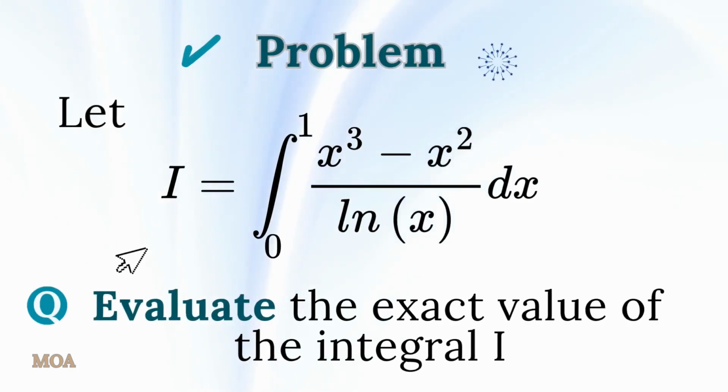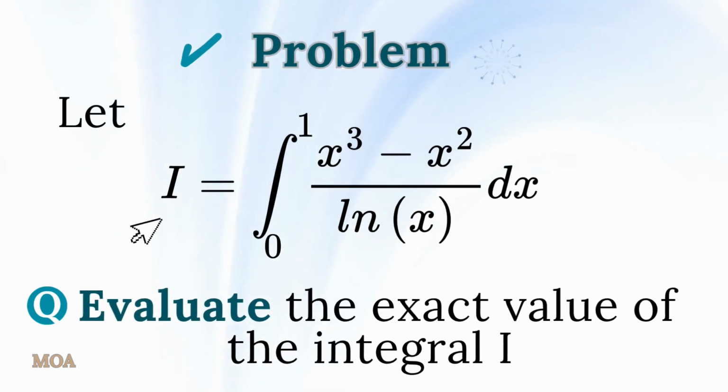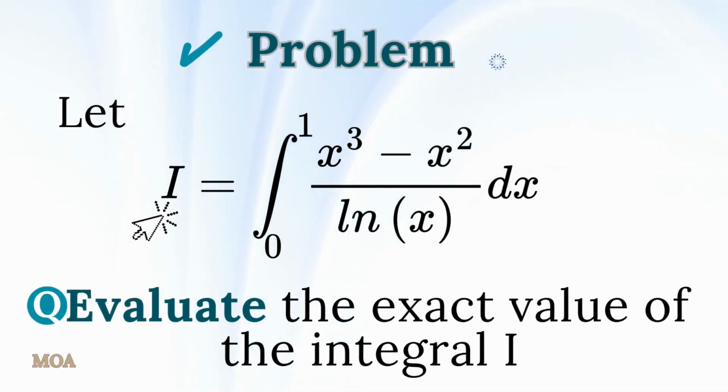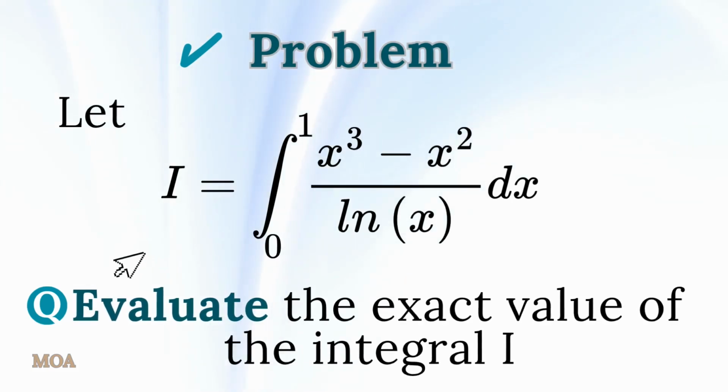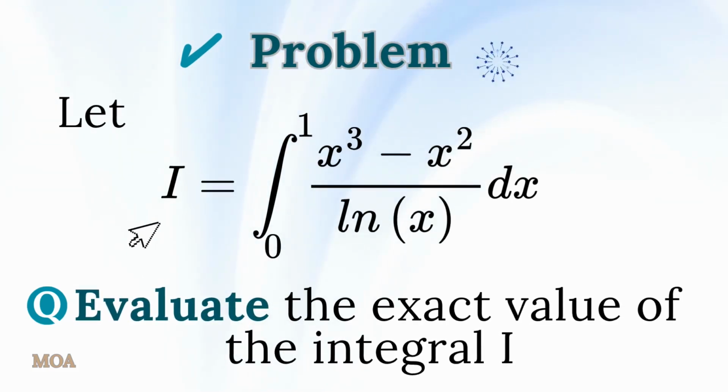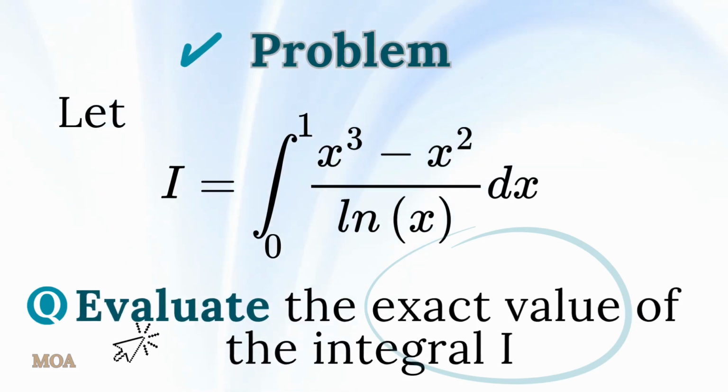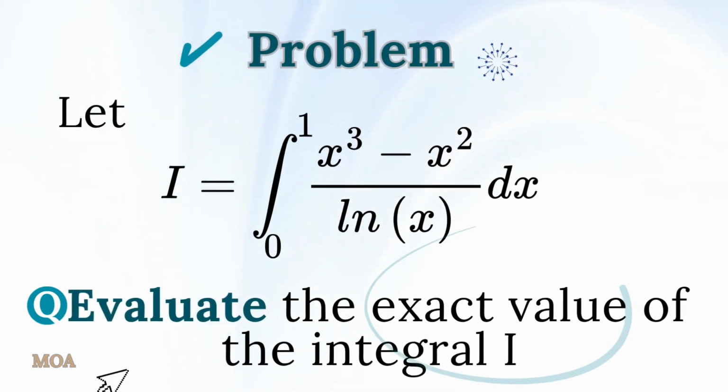Here is our problem statement. Let I be the definite integral from 0 to 1 of (x^3 - x^2) divided by the natural logarithm of x, with respect to x. The challenge is clear. Can you evaluate the exact value of the integral I?